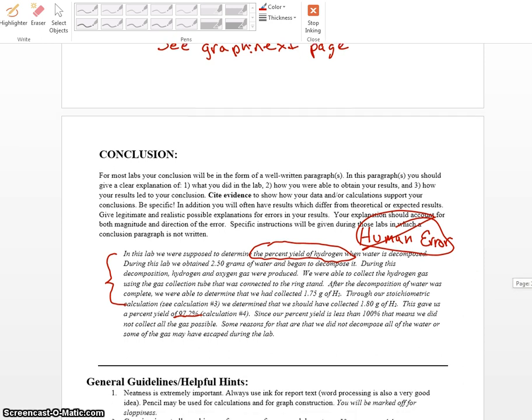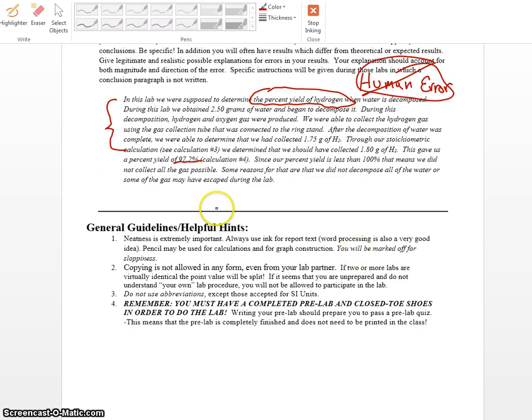Finally, don't forget again about these helpful hints because they are helpful. This is also something that you should look at every single time you do a formal lab write-up.